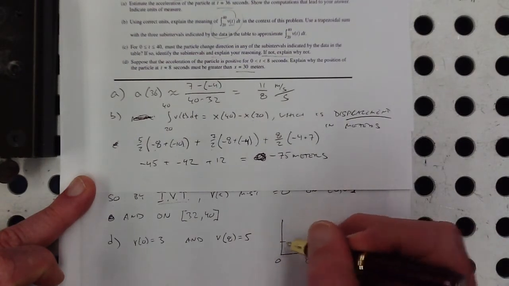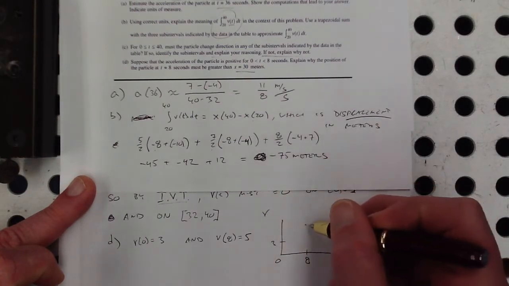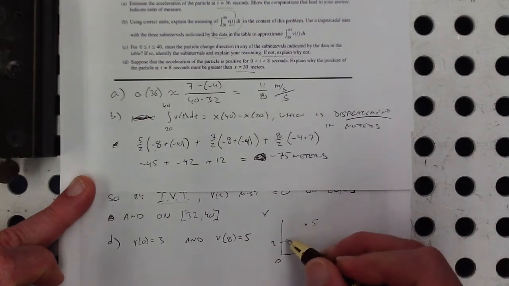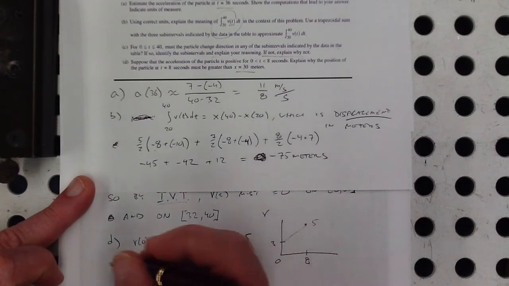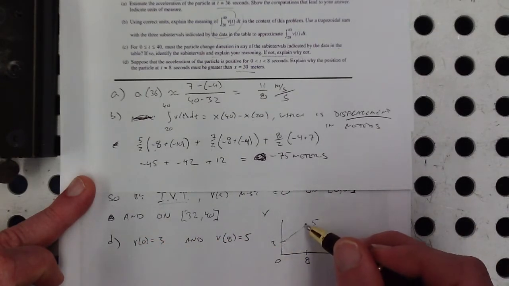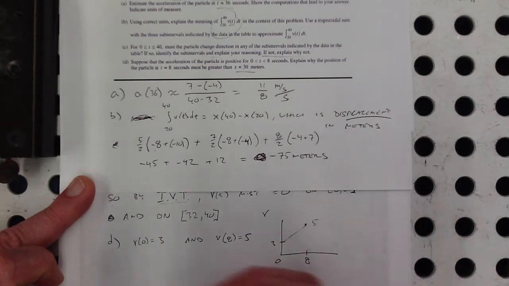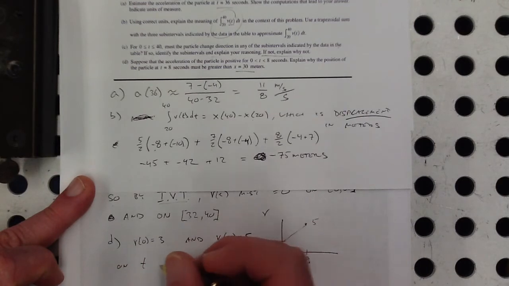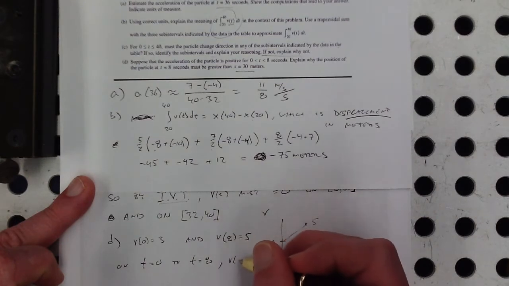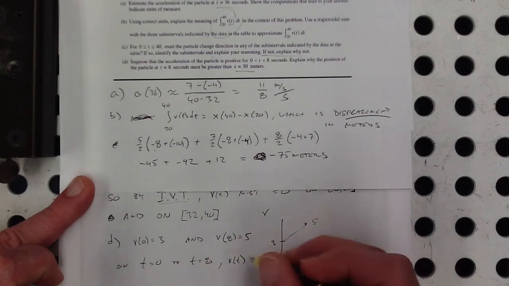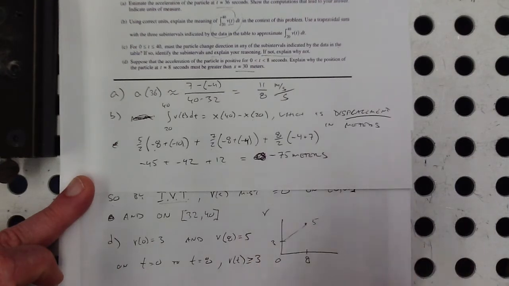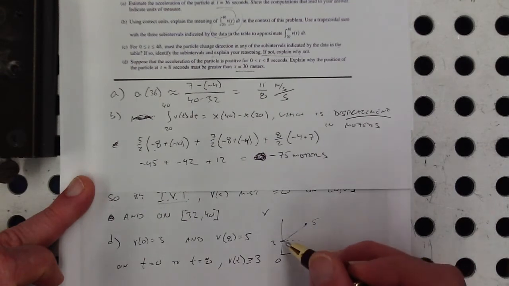Here's velocity going from 3 to 5. If the acceleration is positive, that means this is positive slope, so it doesn't dip below 3. That would mean that on the times from 0 to 8, v of t, the velocity, is greater than or equal to 3, right? Because it's got to go up to 5.